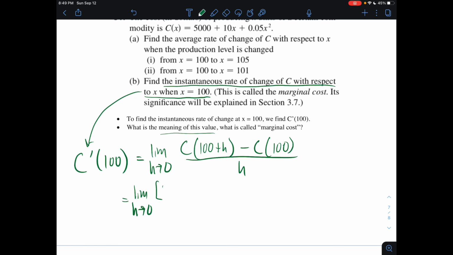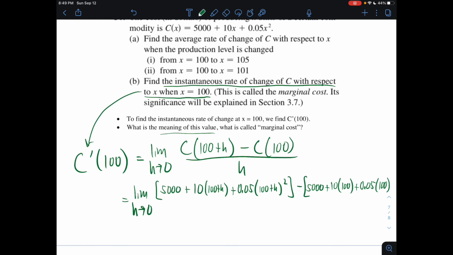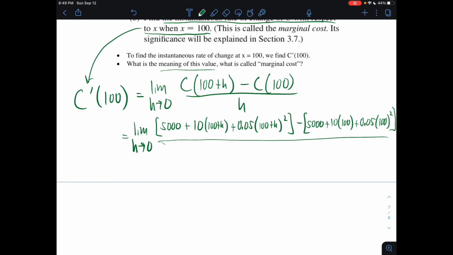So my function starts off with 5,000, then 10 times x, but now it's going to be 10 times 100 plus h, plus 0.05 times x squared, but now it's 100 plus h squared. And then minus my function now evaluated at 100. So 5,000 plus 10 times 100 plus 0.05 times 100 squared. And then this is all divided by h.